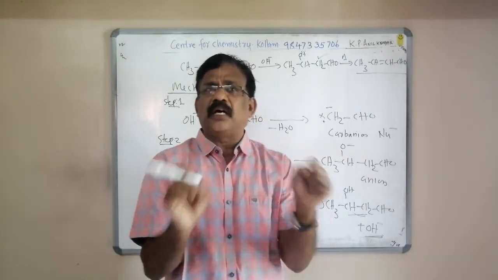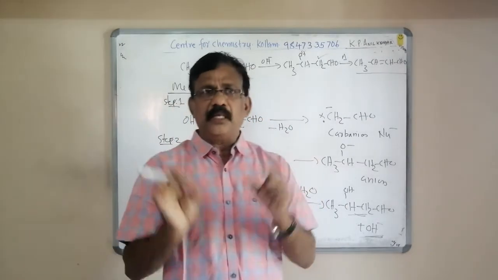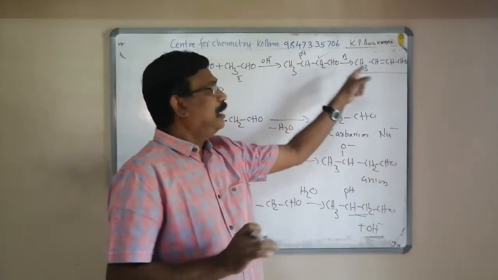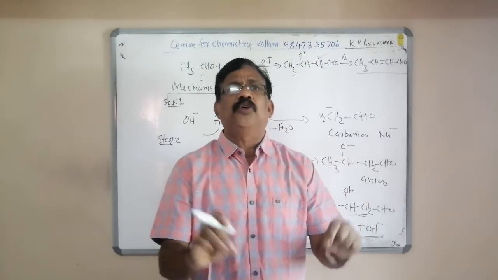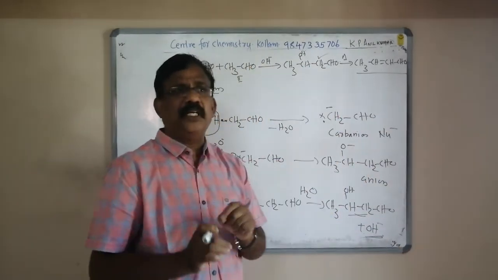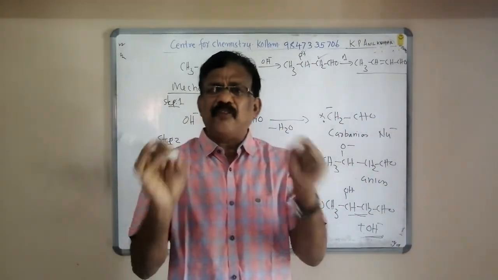Most of the aldols are highly unstable. On warming, they lose a molecule of water and produce alpha beta unsaturated aldehydes or ketones. And the mechanism of the reaction takes place through three different steps.